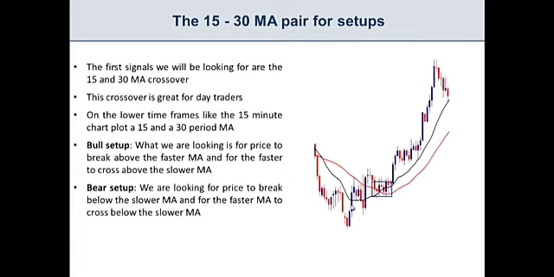Here we have a crossover, but first of all we need to identify the break above the faster moving average of price. Here we broke above, but we retested it and we broke to the upside. And as you can see, the angle of the faster moving average is going steeper. And here we have the crossover, and when we get the crossover, we go long.